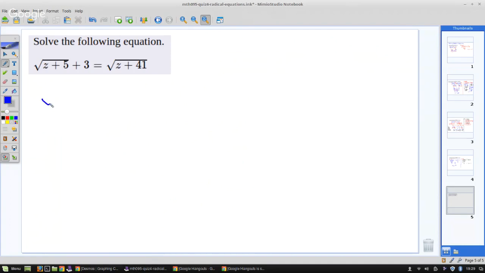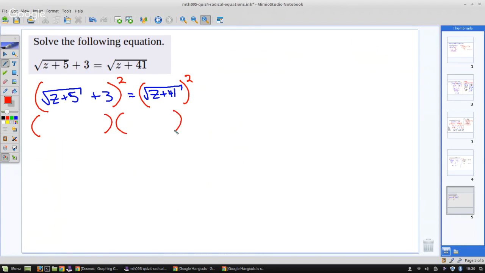I'm just going to rewrite this. I have the square root of z plus 5, then plus 3. That's equal to the square root of z plus 41. And squaring both sides means you got to wrap the whole side and square it. Now, let's do the right side first, it's easier. If we take a square root and multiply it by itself, it cancels the root. Here, the addition sign is standing in the way. So I have to view this left side as this thing times itself.